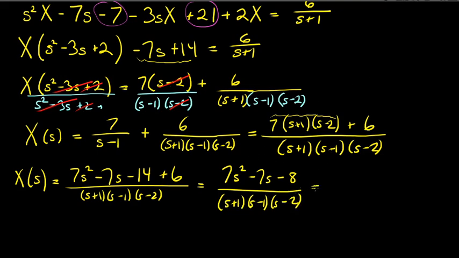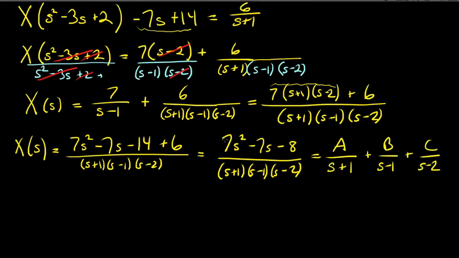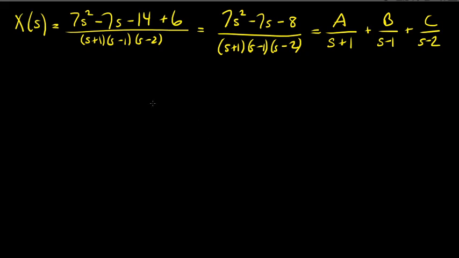Now comes the partial fractions. I don't think that's avoidable here. So we'll split it up as A over s plus 1 plus B over s minus 1 plus C over s minus 2. Okay. All right. And then when you multiply both sides, I'm going to do this in green so I don't get completely mixed up here. 7s squared minus 7s minus 8.